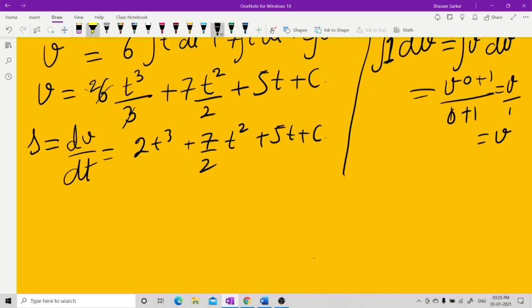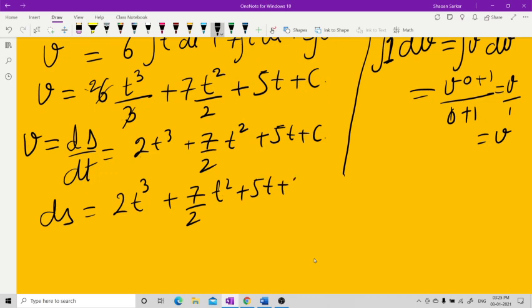Okay, sorry, I made a mistake. Extremely sorry, I made a mistake. This is velocity and this is s. So now ds is equal to 2t cube plus 7 by 2 t square plus 5t plus c dt, put an integral sign.